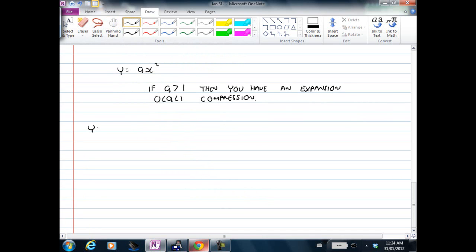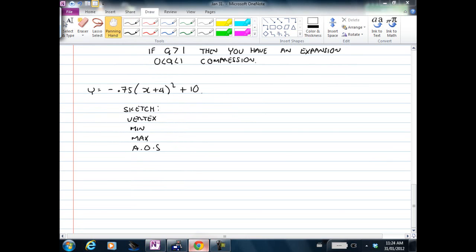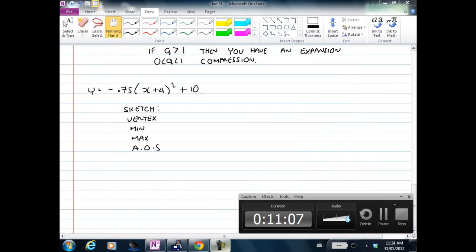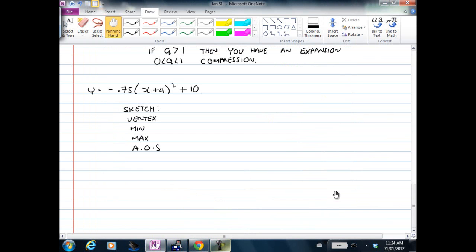Try this for me. y equals negative 0.75 open bracket x plus 4 squared plus 10. I want you to draw a rough sketch. Vertex, min, max, and axis of symmetry. Guys, gals, good luck. Every number tells a story. Find the story behind each number. I'm going to pause it while you do your work, and I'm just going to resume.